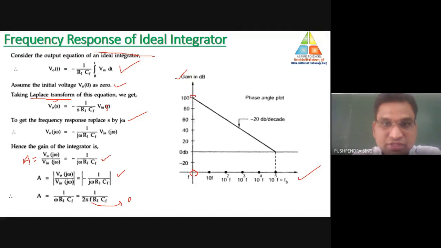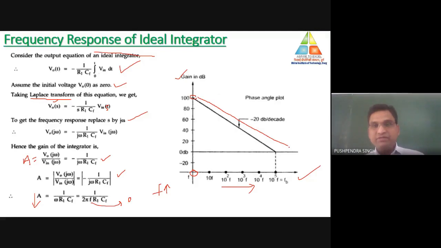So for the initial frequency, the value of gain is maximum. And as we are increasing the value of f, the value of gain continuously decreases. That means we are getting a finite value of the output. That's why the system is stable.